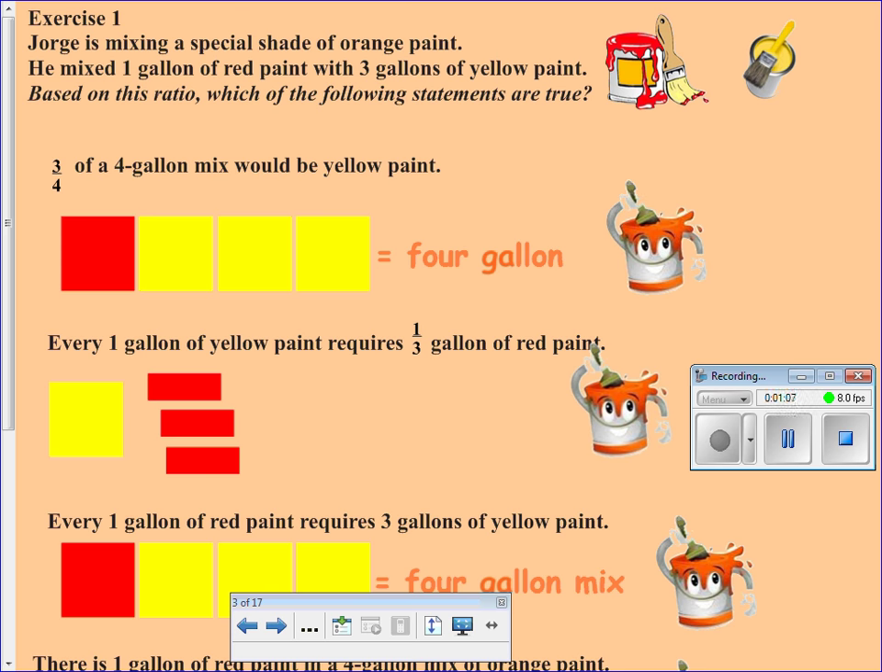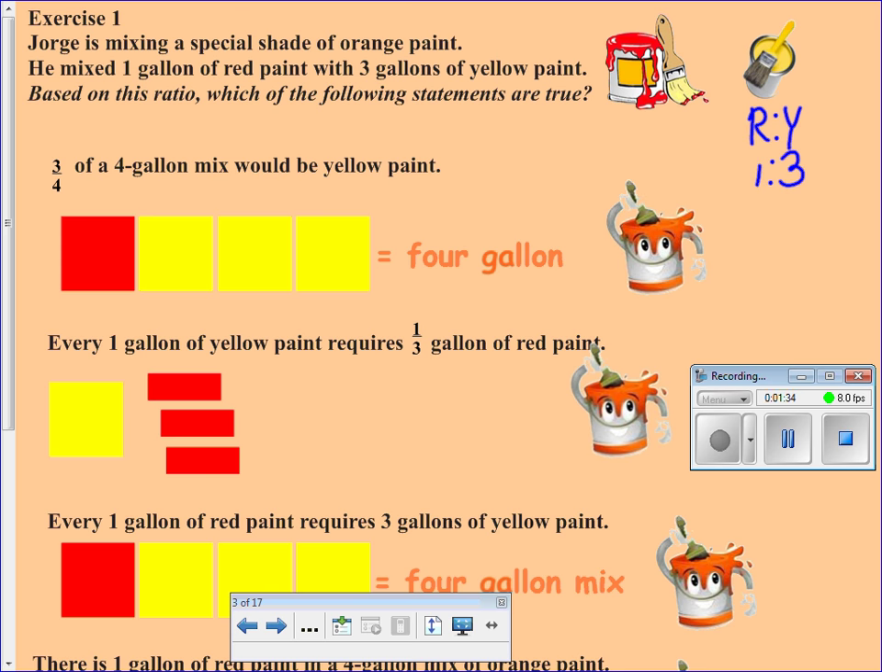Okay, George is mixing a special shade of orange paint. I guess getting ready for Halloween. I don't know why else we'd want orange. But anyway, he mixed 1 gallon of red paint with 3 gallons of yellow paint. So what is the ratio here? Let's start from the beginning. What are the two things being compared? A gallon of red paint and 3 gallons of yellow paint. So we're comparing red to yellow, and the ratio is 1 to 3.